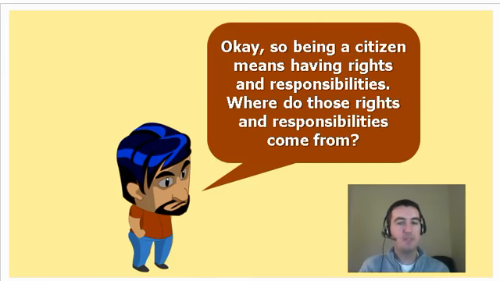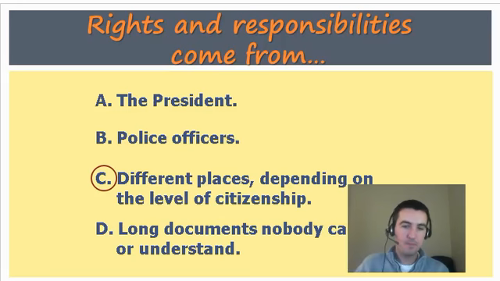So being a citizen means having rights and responsibilities. Where do these rights and responsibilities come from? So you get rights and you have responsibilities on all these different levels, but where do they come from? Rights and responsibilities come from the president? No. Police officers? Not really. Different places depending on the level of citizenship, or long documents nobody can read or understand. Depending on where you are, those rights and responsibilities are going to come from different things. We'll talk about that on the next couple slides.